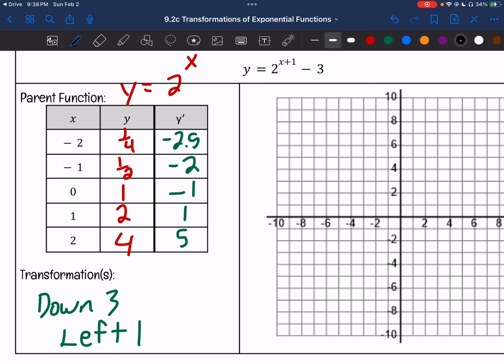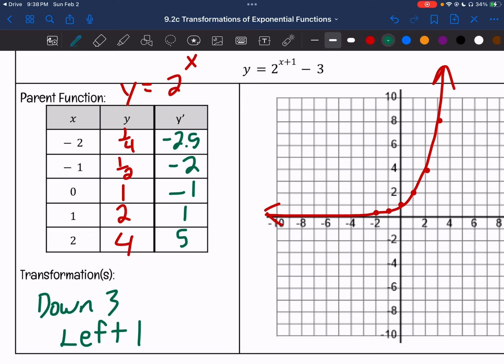So let's draw in our original function, shall we? And we're going to do that one in red because that's the color I wrote in. So -2 is at 1/4. -1 is at 1/2. 0 is at 1. 1 is at 2. 2 is at 4. And then we could even put in 3 and 8 because we know that's what that is. So our line, when we draw it in, is going to look like this.